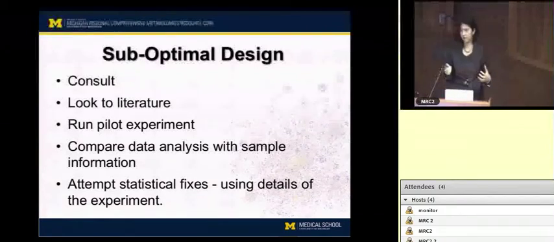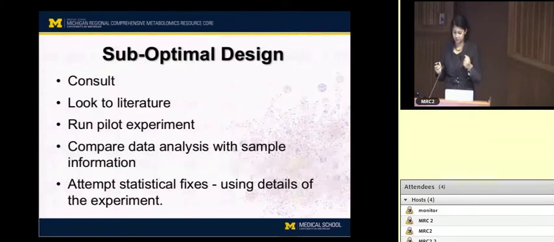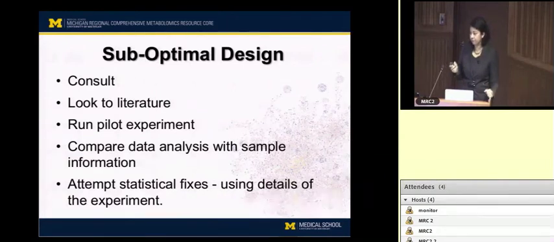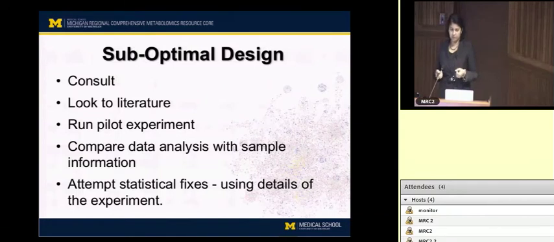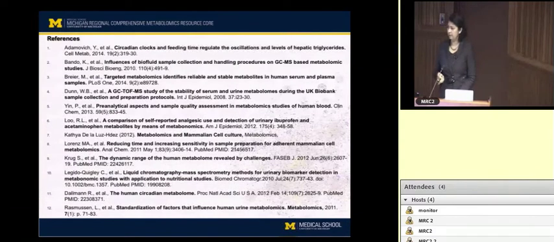Compare data analysis with sample information. This is really useful, which is why I talked about the OCD of documenting everything. We have seen batch effects from freezer origin and batch effects from hemolysis. If you have the information, we are able to tease these things out in the data analysis. We can also attempt statistical fixes to these variations if we know the details of the experiment. So this is the reason why you should document all the details, be consistent, and please do consult with the core. These are the references I used, and I will stop here to answer questions.